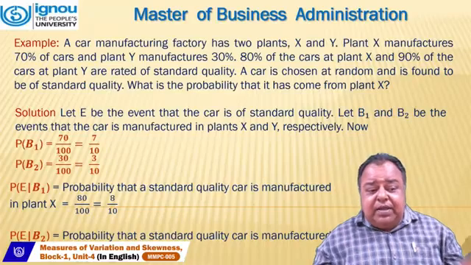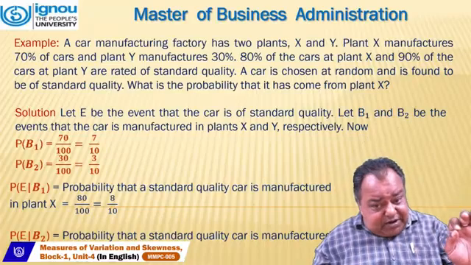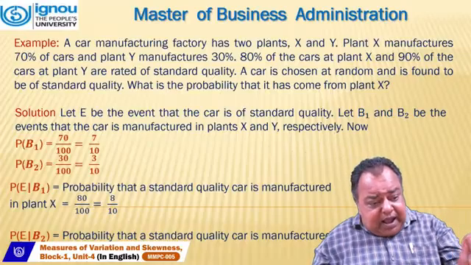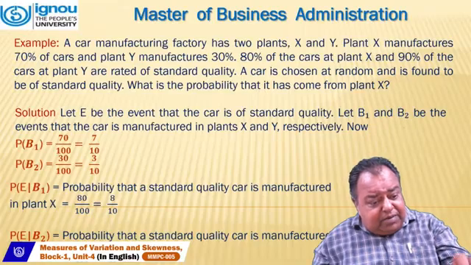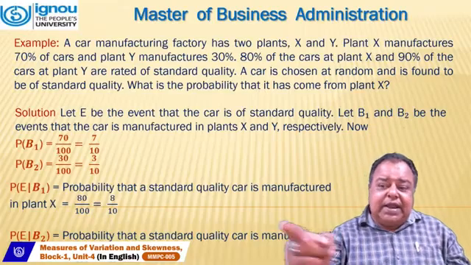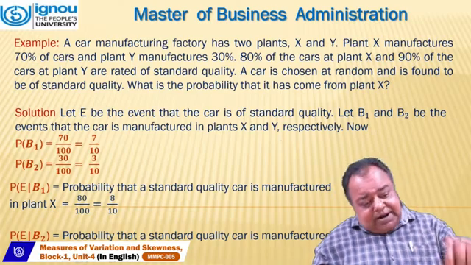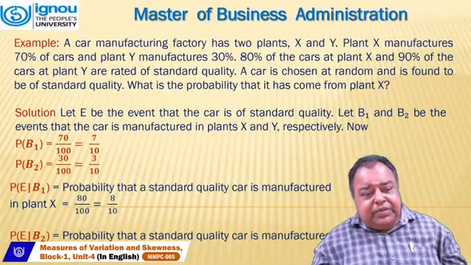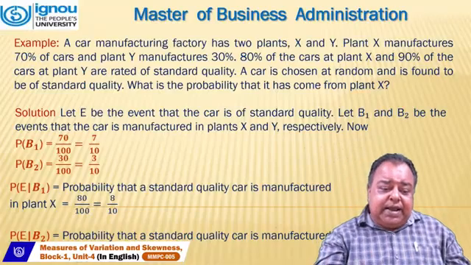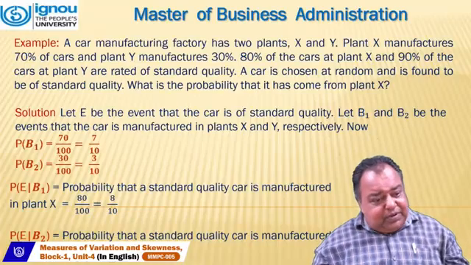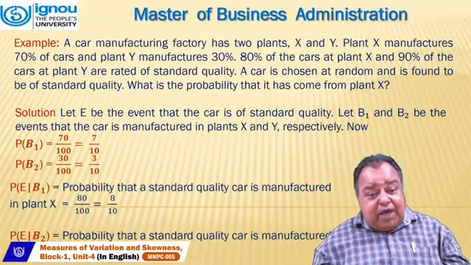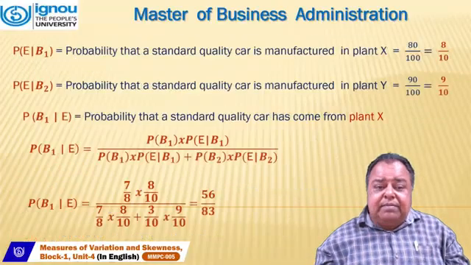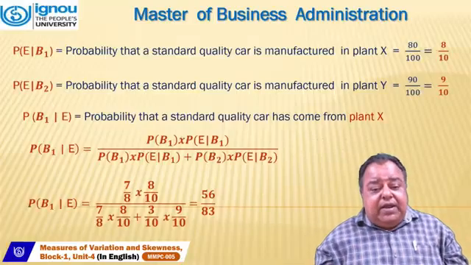Now, the second part, which is our basic problem, is of standard quality. That is, we are talking in terms of standard quality. So it will be denoted by a car with standard quality from plant 1. It is 80 by 100. Similarly, a car of standard quality from plant Y, that is B2, is 90 by 100. Now all the data is given to us, and we have to evaluate the final part: what is the probability that it came from plant X?